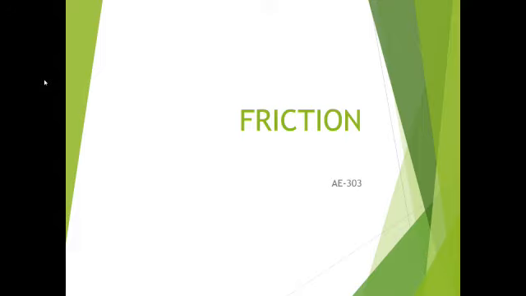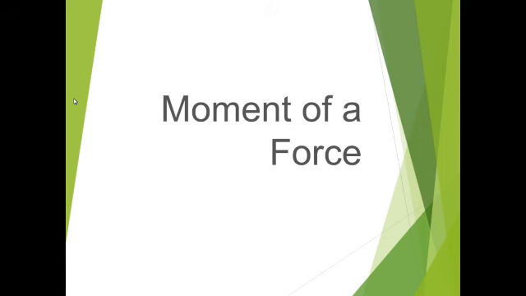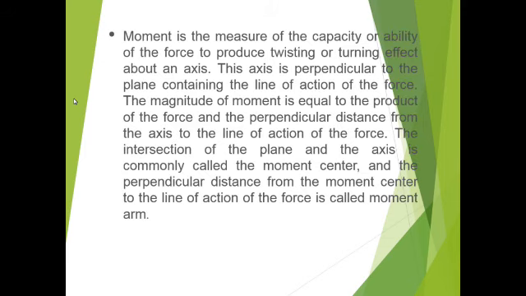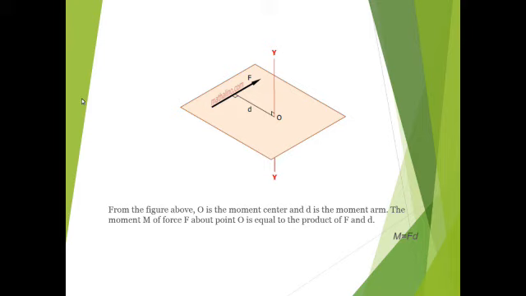Friction. First, the moment of a force. Moment is a measure of the capacity or ability of the force to produce twisting or turning effects about an axis. In short, moment, either clockwise or counterclockwise position. So from the figure above, O is the moment center and D is the moment arm. The moment M of force F about point O is equal to the product of F and D.